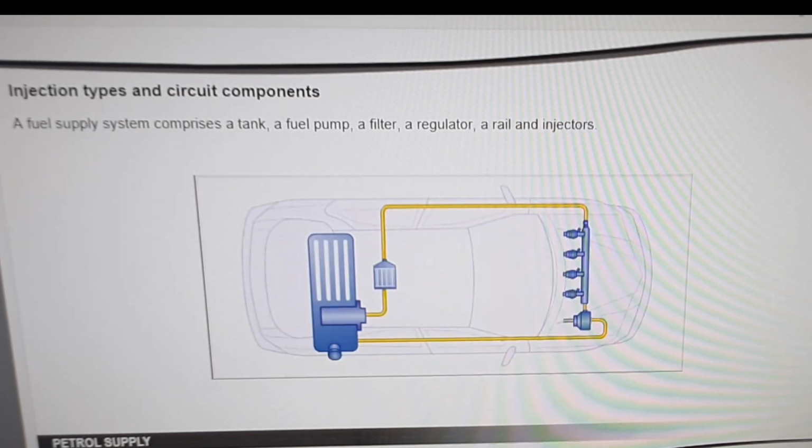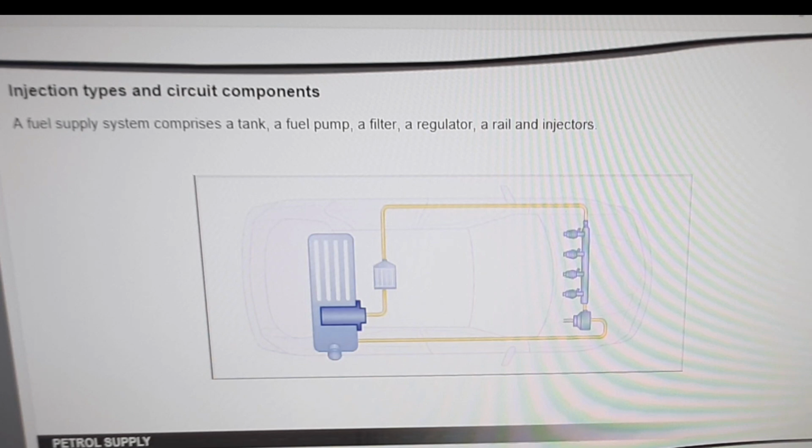A fuel supply system comprises the following components: a reservoir, a fuel pump, a filter, a regulator, a rail, and injectors.